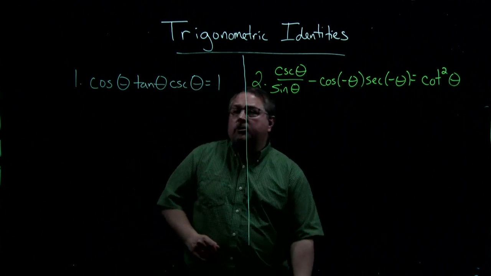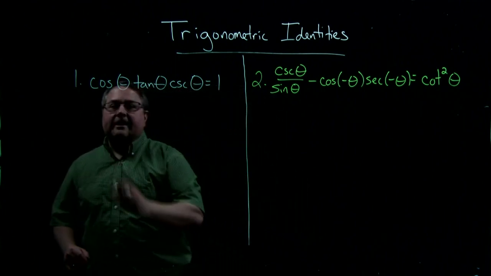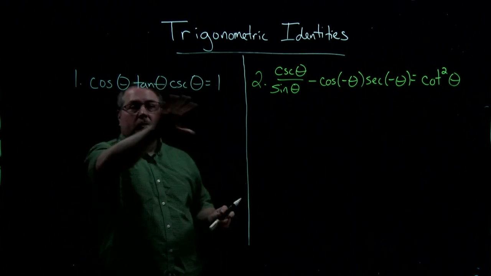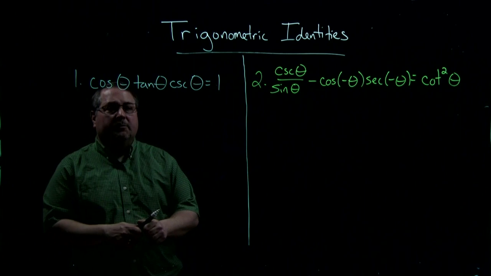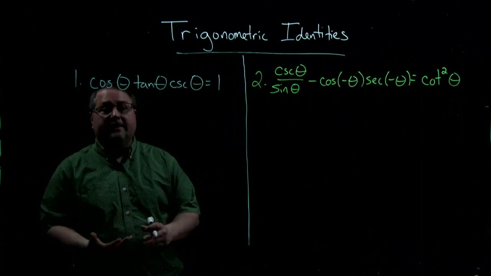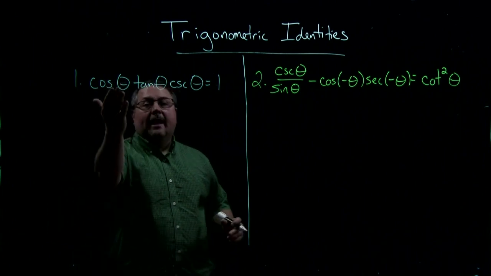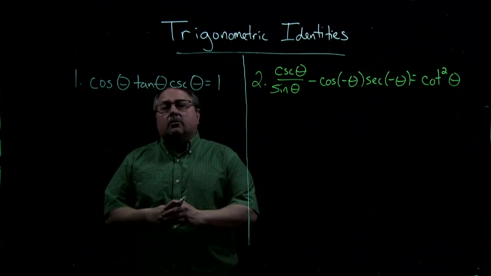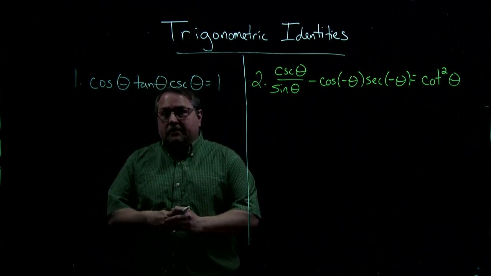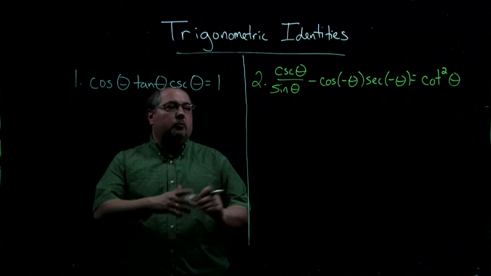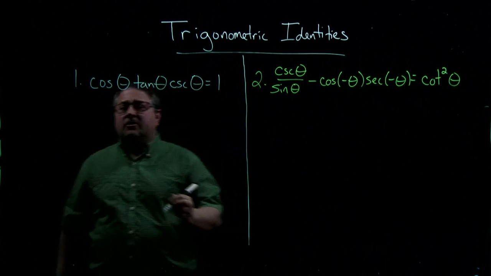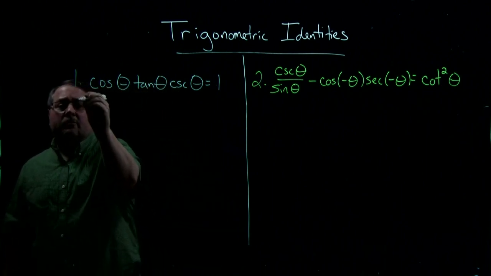So let's start out with the identity cosine theta, tangent theta, cosecant theta equals 1. So we're multiplying these three expressions, and I claim that this is always equal to 1 as long as all three of these things exist. So the first tool that we can use when we're presented with a trig identity that maybe we don't know how to start is to turn everything into sines and cosines.